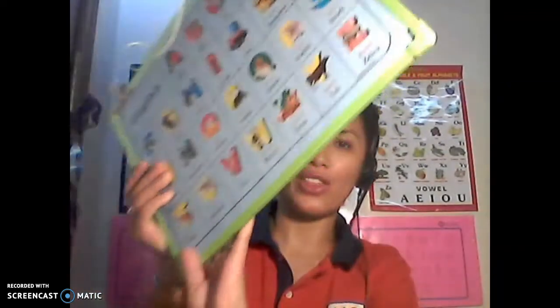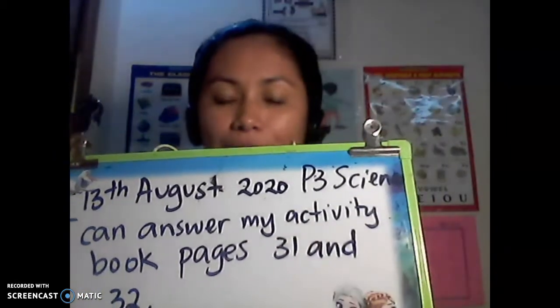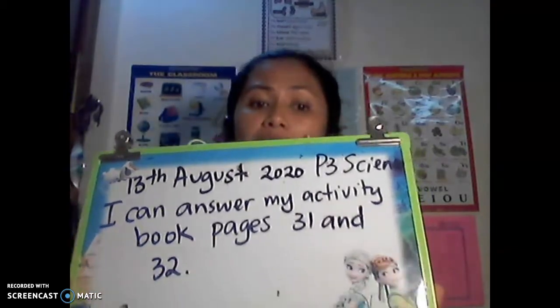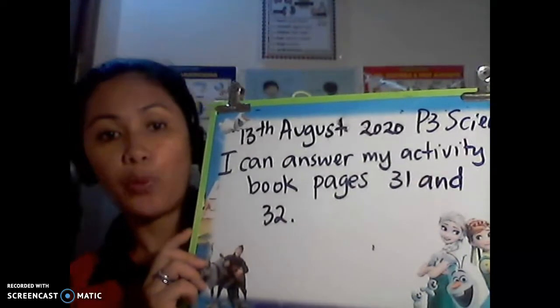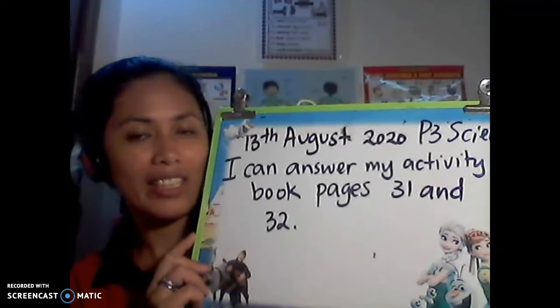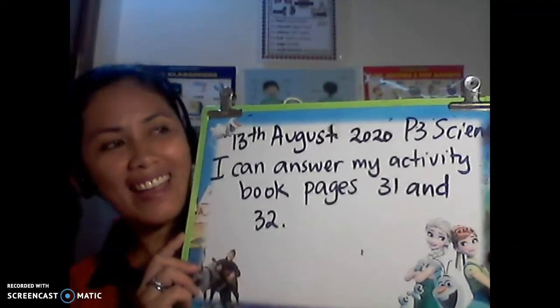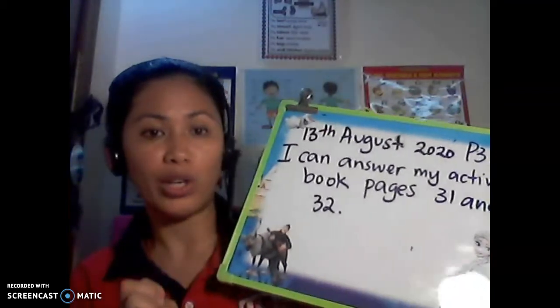Today is the 30th of August 2020. Our learning objective for today is: I can answer my activity book, pages 31 and 32. Today is the last day of our study, because tomorrow is our live and public day. Hooray! So you're just going to answer 2 pages in your student's activity book.